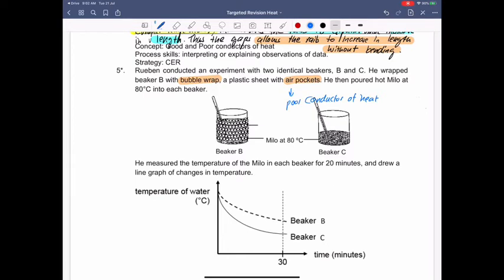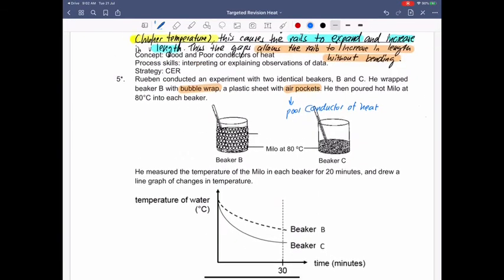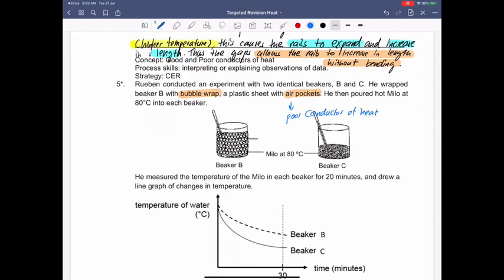Now, for this, the strategy identified here is CER: claim, evidence, and then reason. Your claim is your answer, A, B, C, D, E, F, G, based on the question. So in this case, we only have B or C. And then your E is your evidence. Your evidence means what you can observe from this particular graph. You have to state it there. And then your reason is how it helps in your purpose.